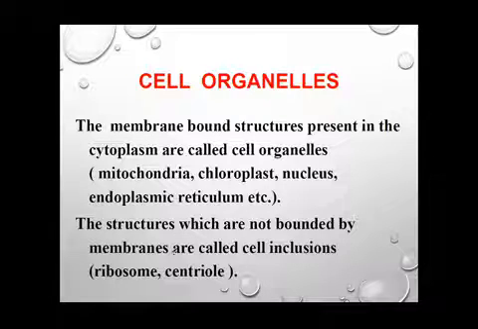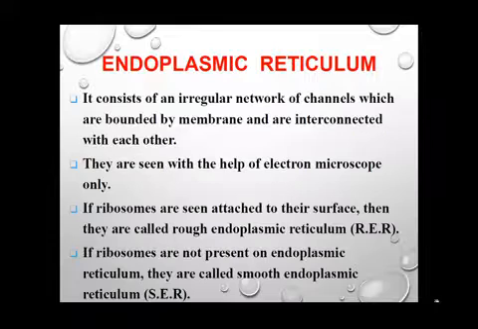Now there are certain structures which are found in the cytoplasm which are not bounded by any membrane, and they are known as cell inclusions, and they are ribosomes and centriole. We will study about them also in detail. Now first of all we will start with the first cell organelle, that is endoplasmic reticulum.